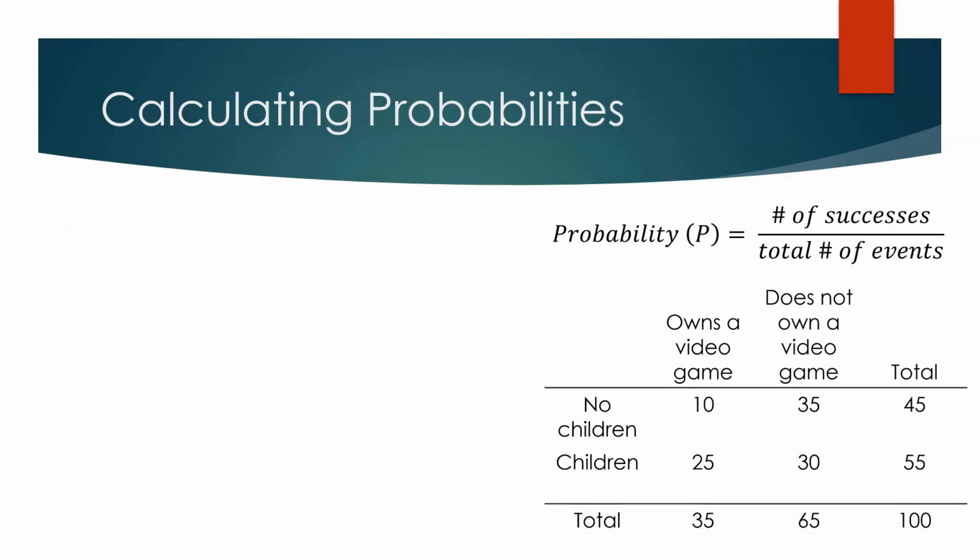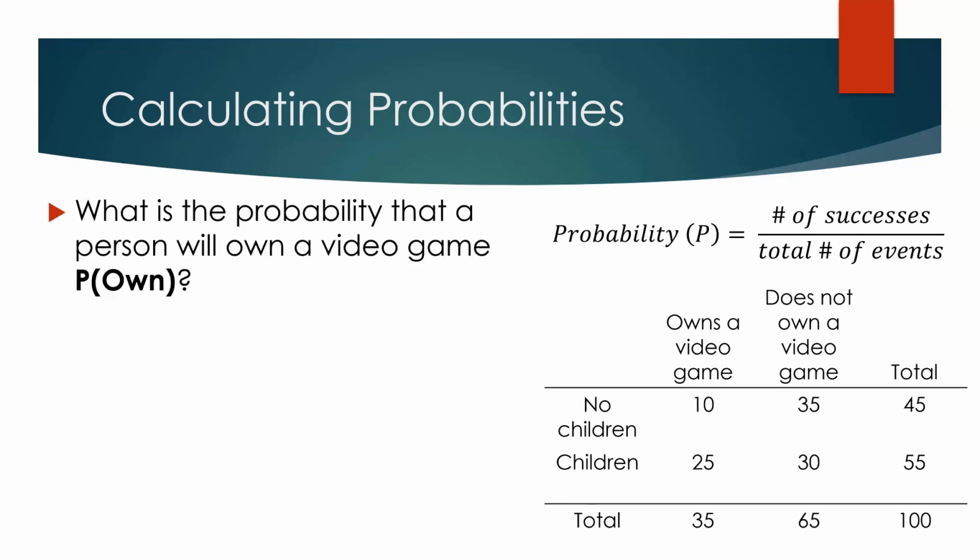Okay. So let's say that I have some data that I gathered here. I got some information on 100 people. And I've gathered information for them about how many of them own a video game, how many of them do not own a video game, how many of them have kids, and how many of them do not have kids, and then all the combinations. How many of them own a game and have kids versus no kids? How many of them do not own a game, having kids versus not having kids? So I've got all those combinations there. I've got the totals, and then I've got the grand total there.